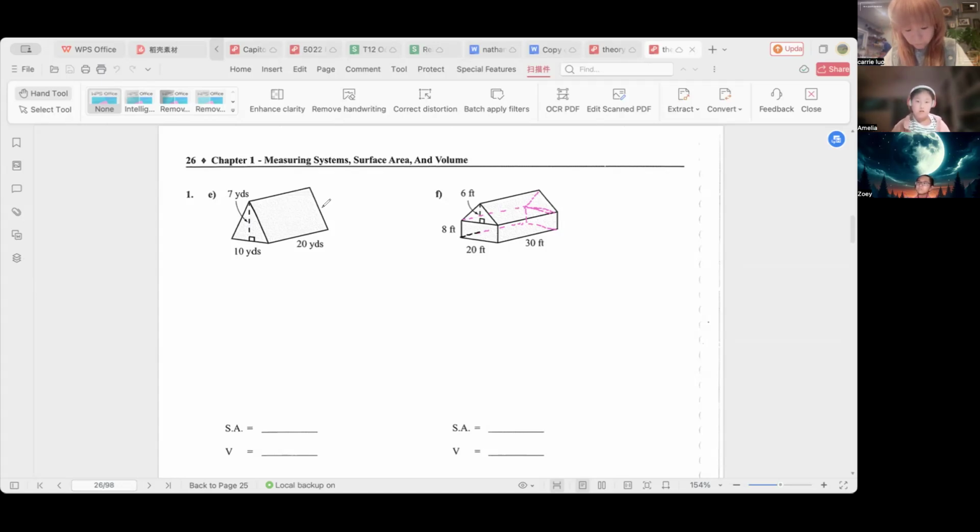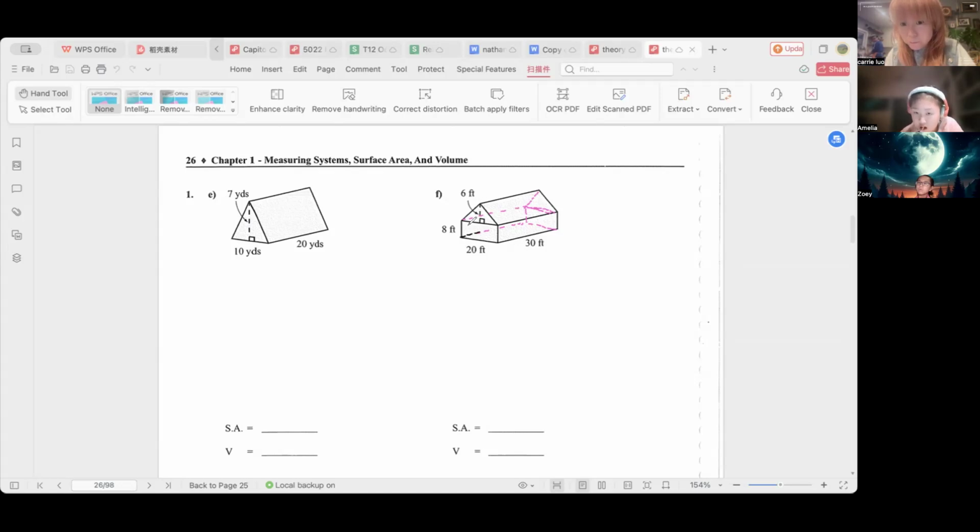哦，我马上来了，你还有5分钟我就下课了。Okay, so let's take a look at this one.